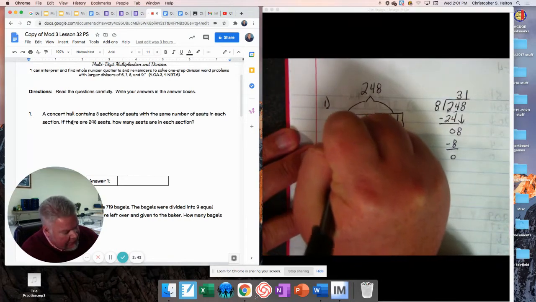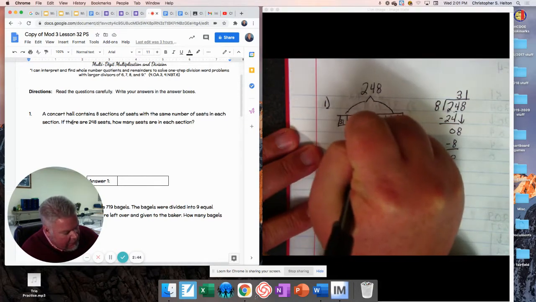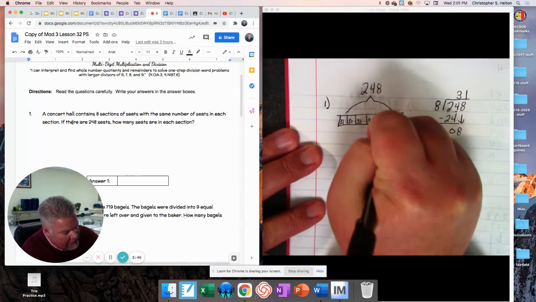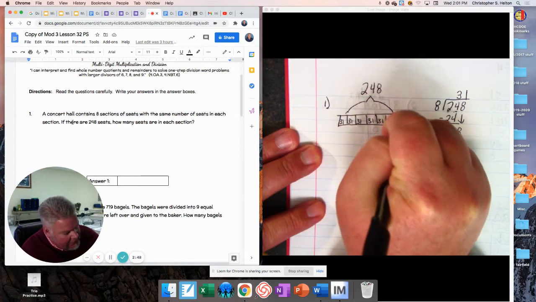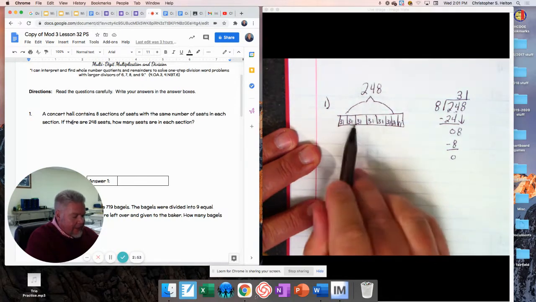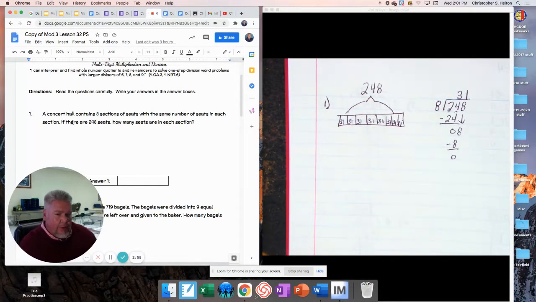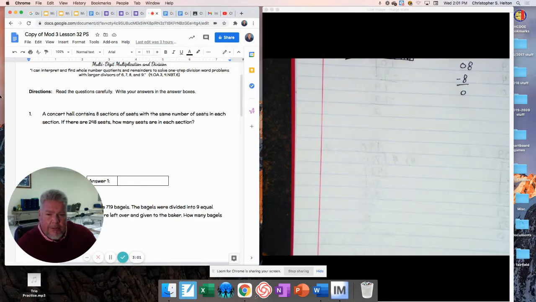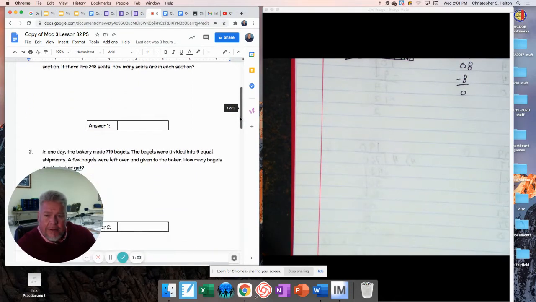You don't have to write it in, but I'm just showing you a pictorial representation here of what the division problem is. So we divided 248 into 8 sections. In every section, there would be 31 seats. That would be our answer to this first question. Let's move on to number 2 now. Let me scroll up here on my screen.